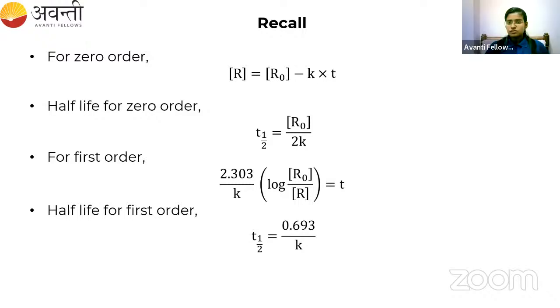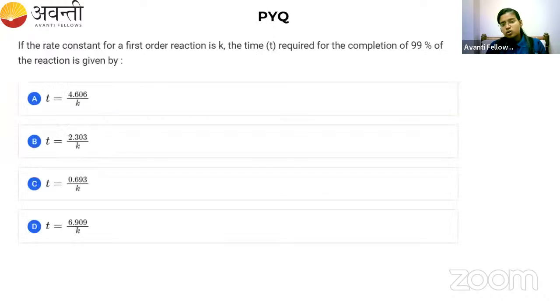Very good. So now, from the concepts we studied in the previous class, that is the integrated rate equation and half-life concept, I have taken two previous year questions. Let us solve those questions first and then we will move on to the new chapter for today. So the first thing today is solving this previous year question. Can you solve this question and let me know the answer in the chat box?